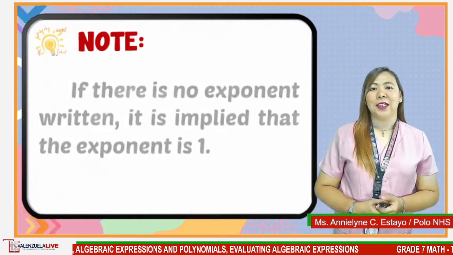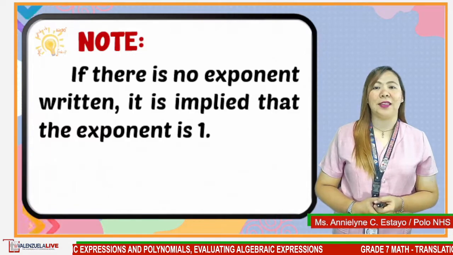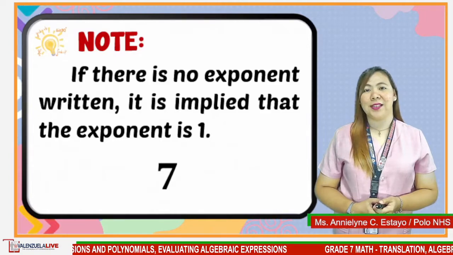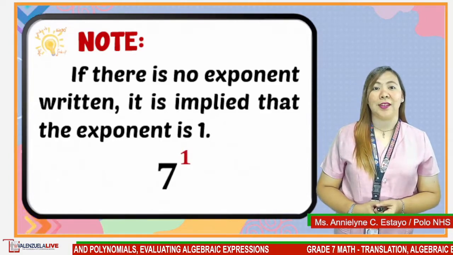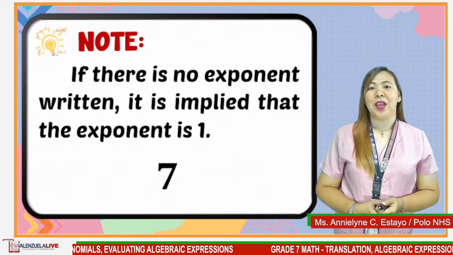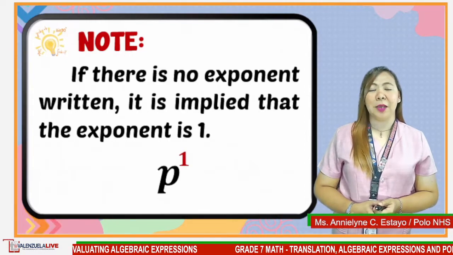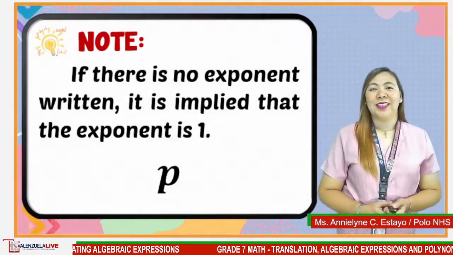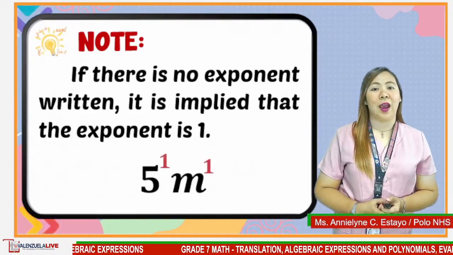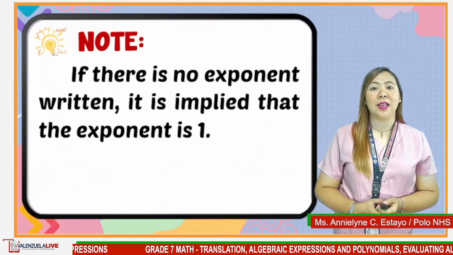Note that if there is no exponent written, it is implied that the exponent is 1. An example is 7, where the exponent is 1, but we simply write it as 7. Another is P, with an exponent of 1, simply written as P. Let us have 5m, where 5 and m both have exponents of 1, but we simply write this as 5m.